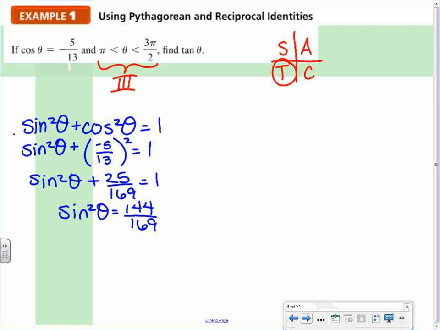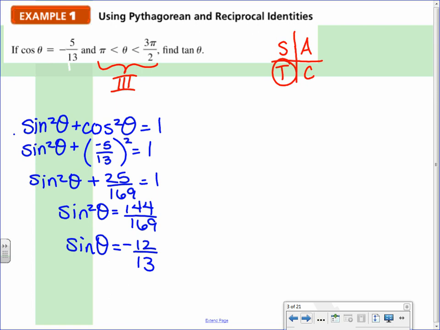How do I solve for sine? Square root. Sine theta equals square root of 144, which is 12, over square root of 169, which is 13. And now technically it's a plus or minus, but remember we're in quadrant 3. So will sine be positive or negative if we're in quadrant 3? It will be negative.